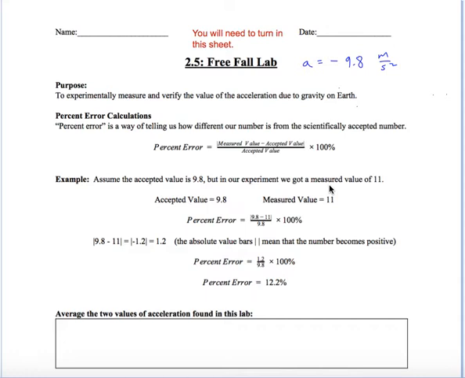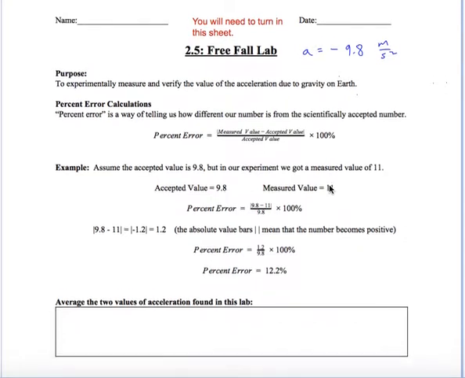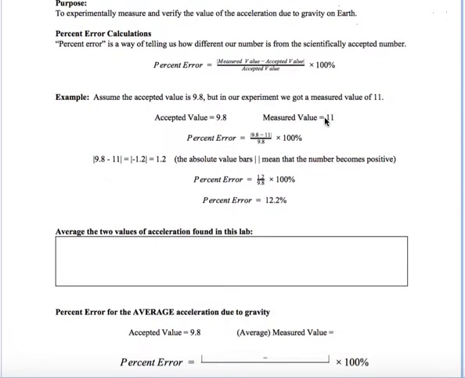Okay, I'm going to show you how to do the calculations for the 2.5 free fall lab. At this point, everybody should have values for their acceleration for both the ball and the textbook. So you should have an acceleration for textbook, and you should have one for the ball.